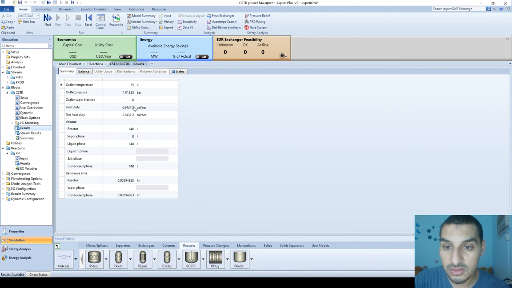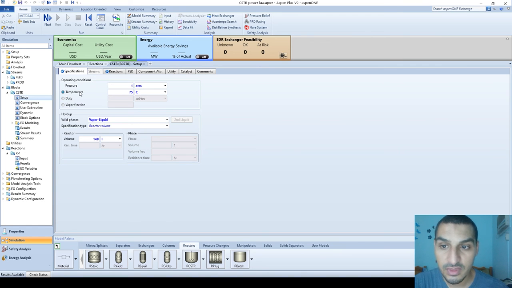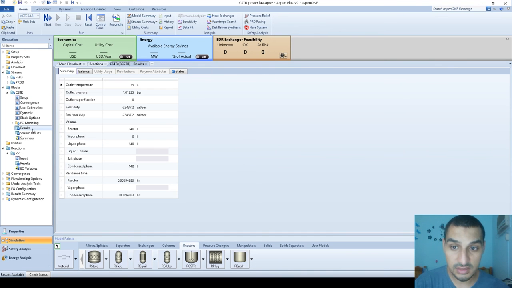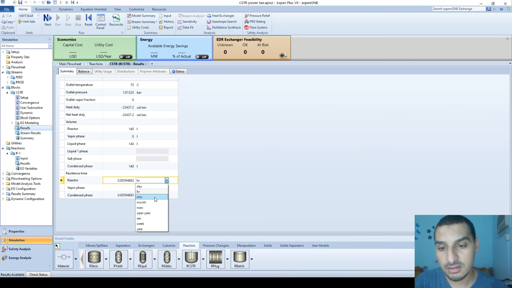We have here some heat duty, and the duty is because the reaction is kept at a specific temperature. We didn't mention anything about having a different temperature or about the duty, so it's assuming that it's an isothermal reaction. We have some heat that is absorbed from the reaction because it's negative. The volume, the vapor phase, there is no vapor phase, so it's liquid phase as I expected. And there is the residence time, which is the time that the components spend in the reactor going through the reaction. It's almost 1/3 of a minute, so it's a very short time.